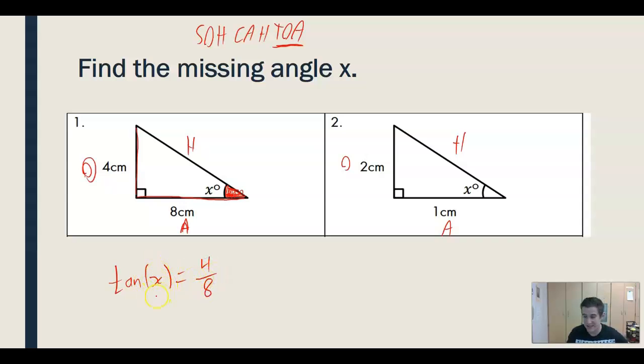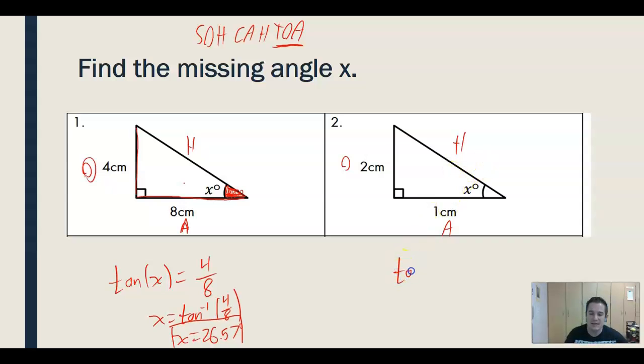In order to get x by itself, in order to solve for x, I'm going to have to do the inverse tangent of 4 over 8. I undo tangent with inverse tangent. Kind of like we undid logarithms with exponentials, or we undid square rooting with a square. We undo tangent with the inverse tangent, and the inverse tangent of 4 divided by 8 is 26.57. So about 27 degrees. Well, 26.57 degrees. That's how big that angle is.